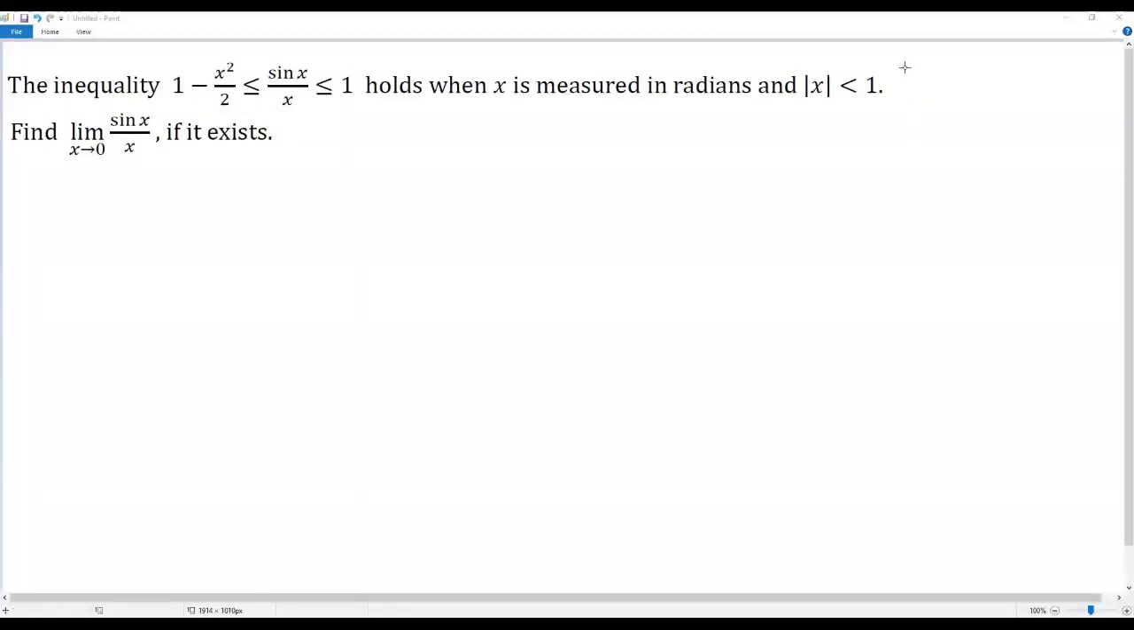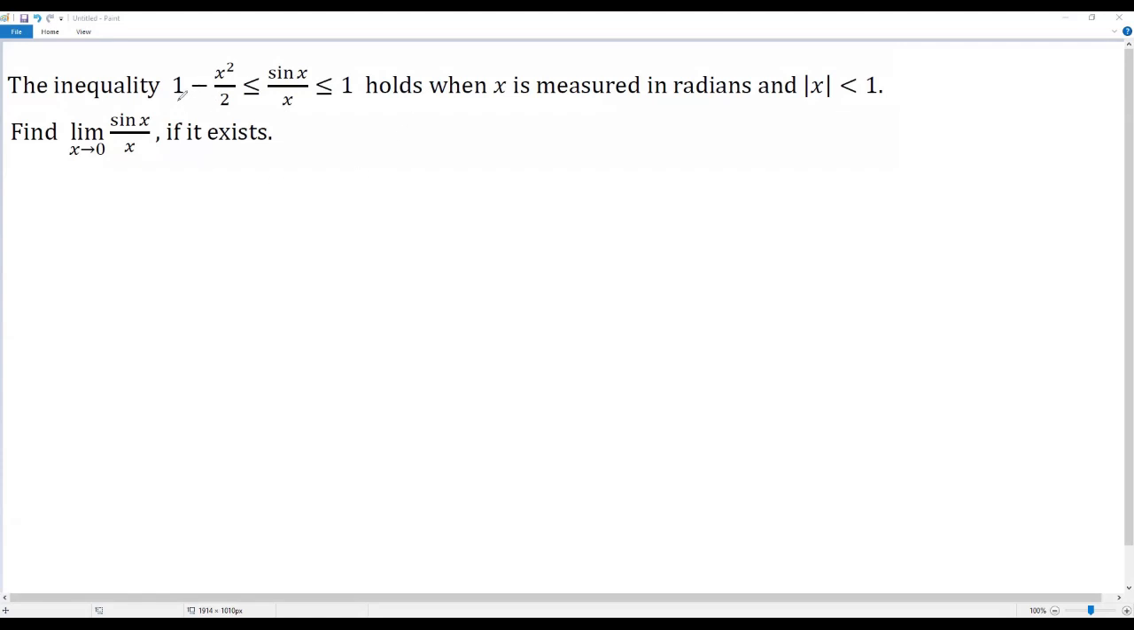Here we have a pre-calculus problem. Okay, let's go to the question. The inequality 1 − x²/2 ≤ sin x / x ≤ 1 holds when x is measured in radians and |x| < 1. Find the limit as x tends to 0 of sin x / x.